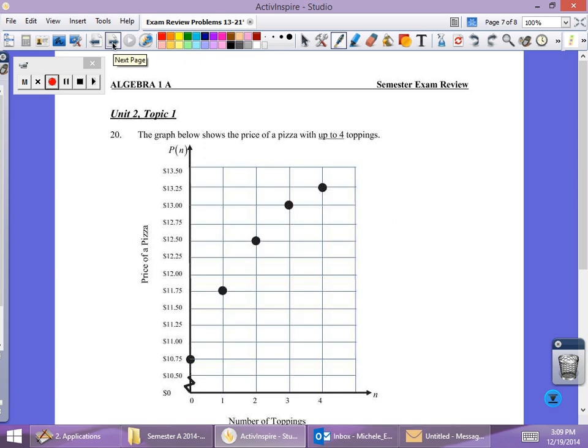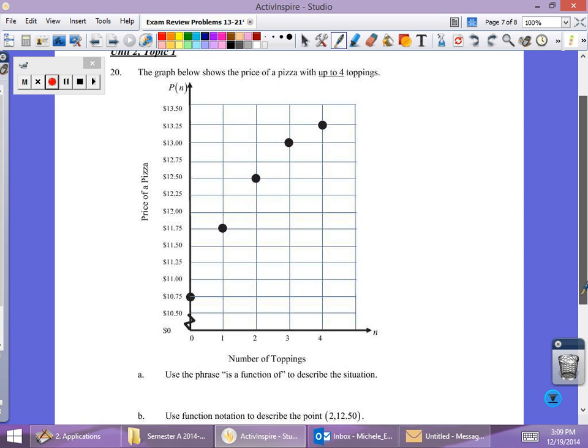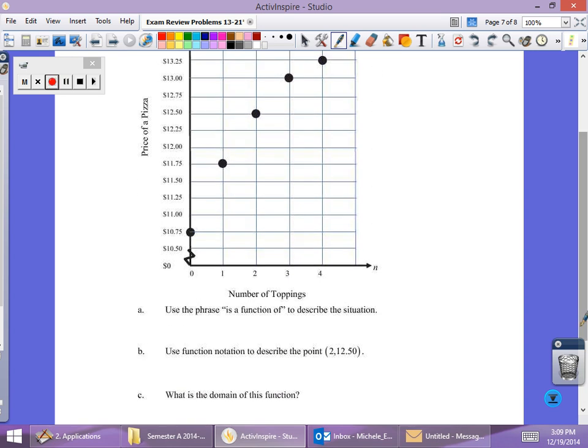All right, moving on to problem 20 on the next page. I have a graph below that shows the price of pizza with up to 4 toppings. So I noticed that if we have 0 toppings, it's $10.75, 1 topping is $11.75, 2 toppings is $12.50, 3 toppings is $13, and if we had 4 toppings, the pizza would cost $13.25.